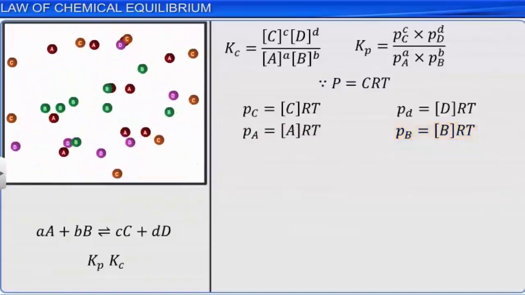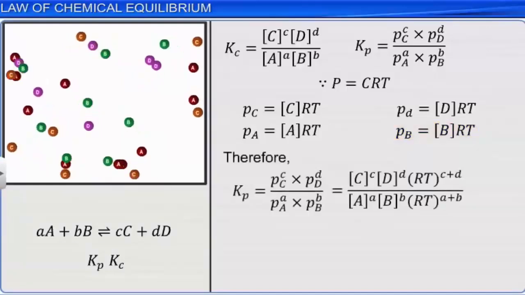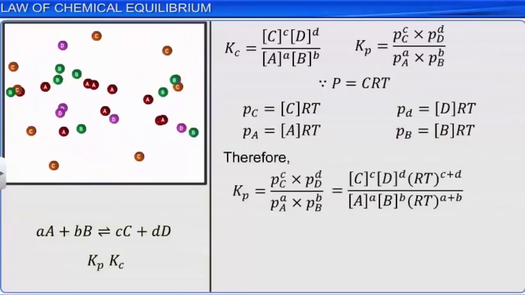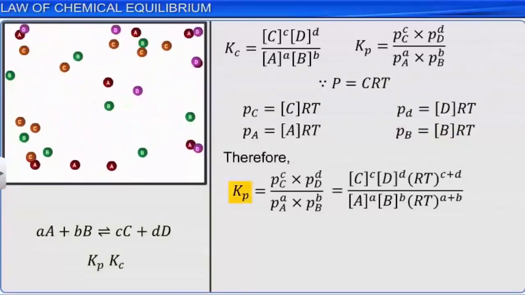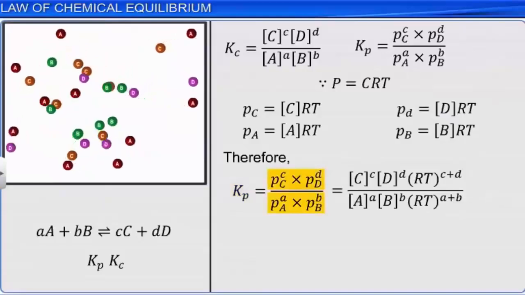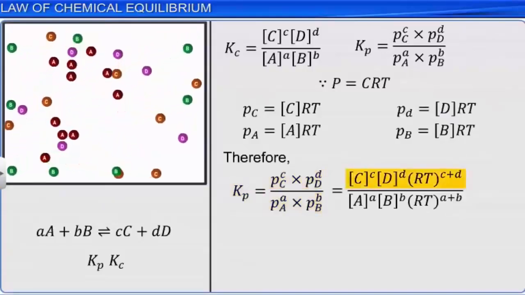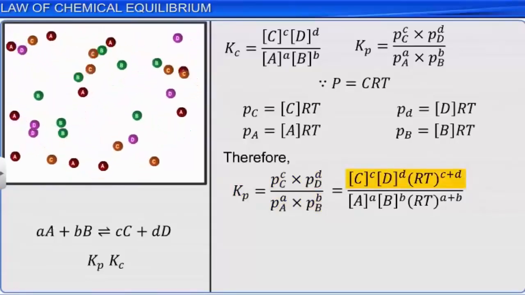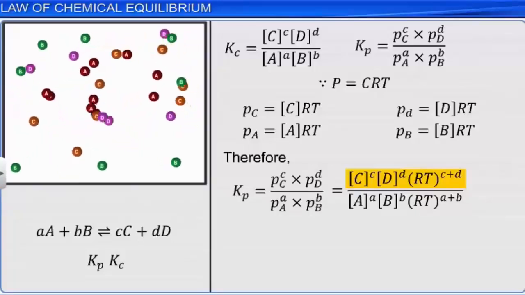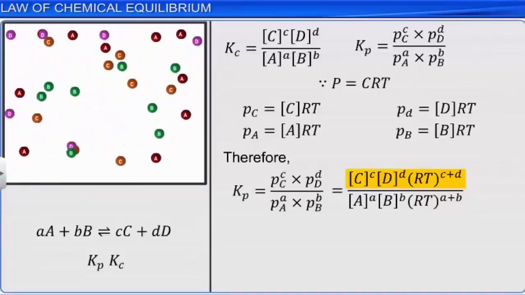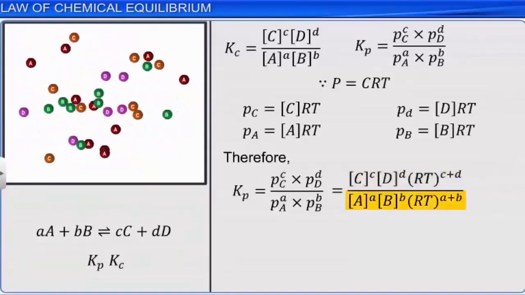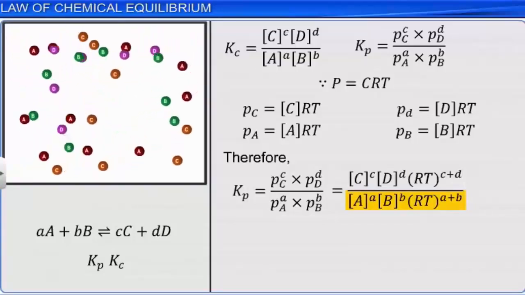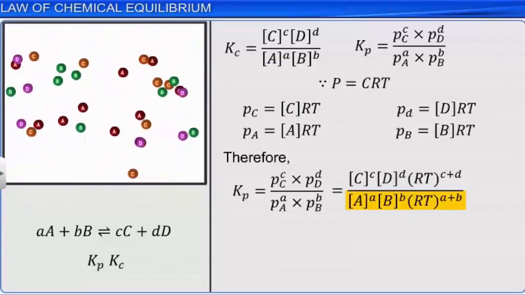Therefore, the equilibrium constant can be written as Kp equals the product of the concentration of the products, [C] raised to the power of c and the concentration of [D] raised to the power of d, multiplied by RT raised to the power of c plus d, divided by the product of the concentrations of the reactants, [A] raised to the power of a and [B] raised to the power of b, multiplied by RT raised to the power of a plus b.